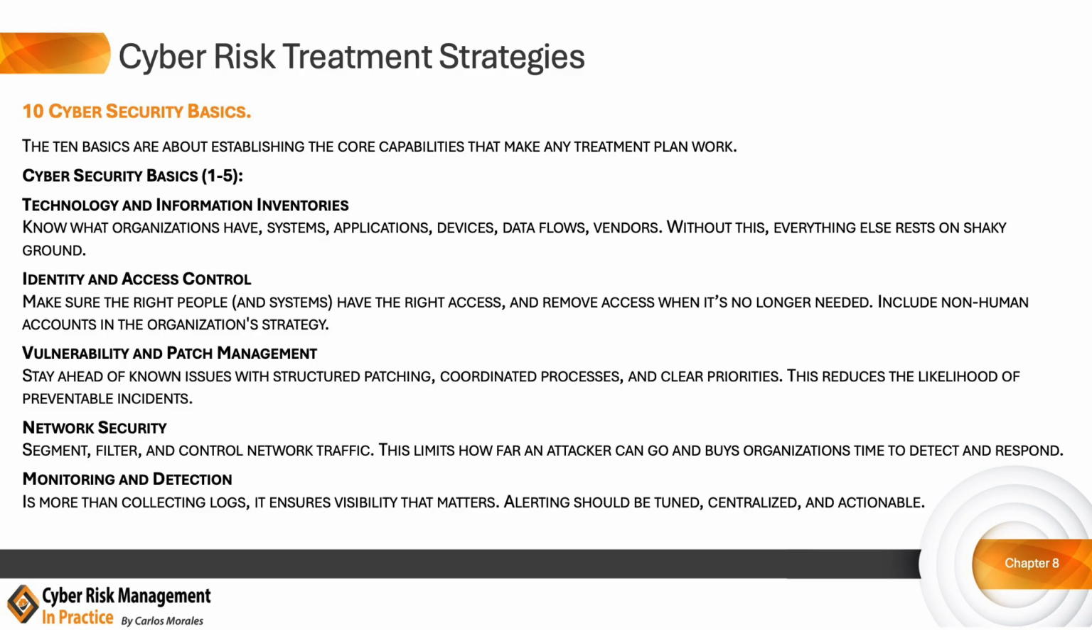5. Monitoring and detection. This is how you stay aware when things start to go wrong. It's not about collecting endless logs. It's about having the right visibility into systems, networks, and behaviors and knowing what to look for. This basic includes centralized logging, alert tuning, and integration across tools, so you're not just getting noise, but actual signals. Detection is one of the most powerful mitigation tools available, but it only works when it's connected to context and supported by people who know how to interpret what they see.